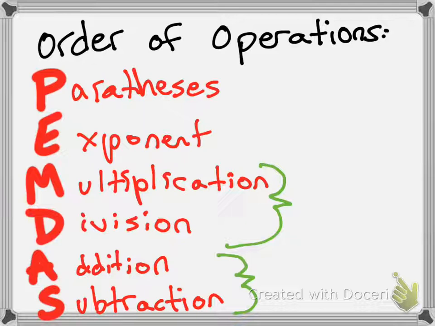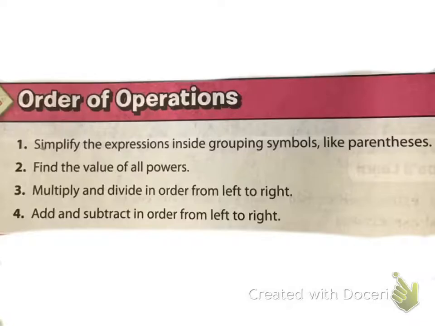We do this in the order of operations where we follow it and go down, or from the side, however you write your order of operations. But multiplication and division, same thing. Addition, subtraction, same thing. So, when we do order of operations, we simplify the expressions in the parentheses. We find the value of all powers, which are exponents. We multiply and divide in order from left to right, and then we add and subtract in order from left to right. See how multiply, divide is the same step, and add, subtract is the same step?